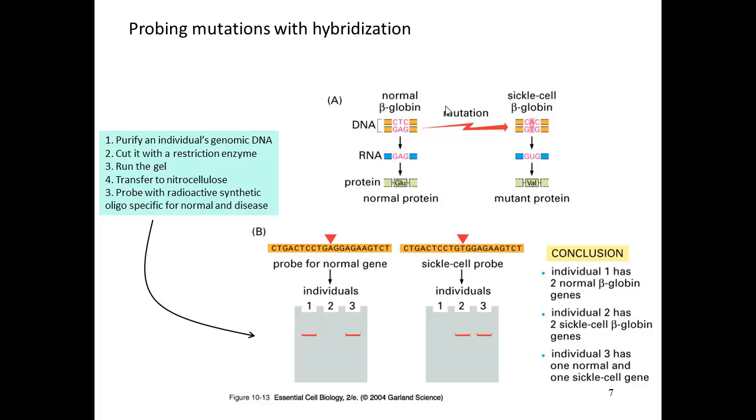This technique of Southern blotting can be used to genotype individuals. Here we have the example of the sickle cell gene. By using 2 probes, one for the normal gene, one for the disease gene, we can see that Person 1 only has the sequence for the wild type sequence. This is a healthy person. Individual number 2 only has the sequence for the mutant. This person has sickle cell disease. Person number 3 has both the wild type sequence and the disease sequence. This person is a carrier. This is done using Southern blotting with 2 specific probes.